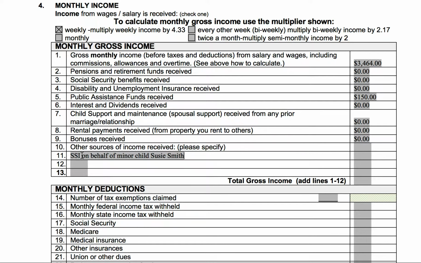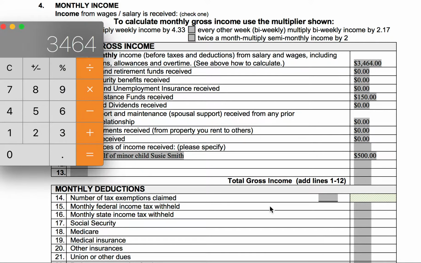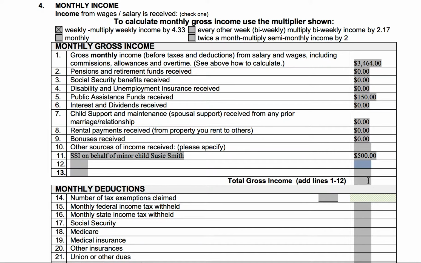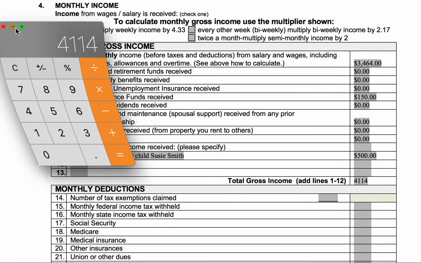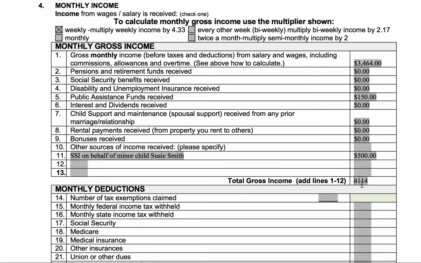Susie Smith. So you can see you can just kind of describe what it is, and then here put how much that is per month, whatever that number may be. And then what you're going to do is add all of these numbers together and put them in that bottom line there. So we're going to add the food share amount and the amount for the minor child, and we end up here. And it's going to be 4114, I think. Yep, 4114. That amount there. And then I'm just going to add in the dollar sign there.